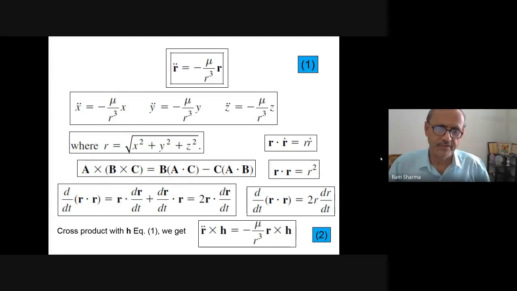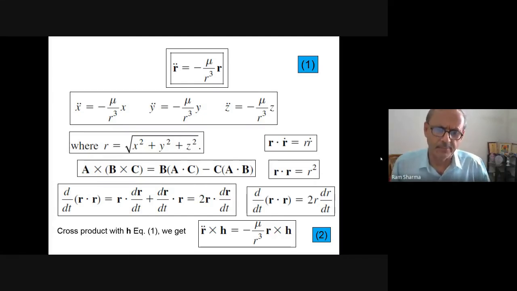A cross B cross C is B (A dot C) minus C (A dot B). R dot R is R square. So this differentiation we are making, and R cross H. Now we have multiplied the first equation by H, angular momentum. Angular momentum we have multiplied.